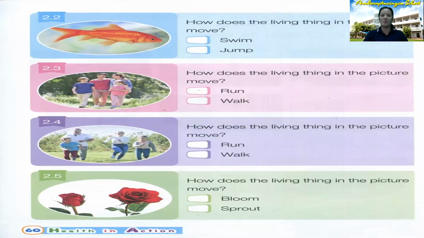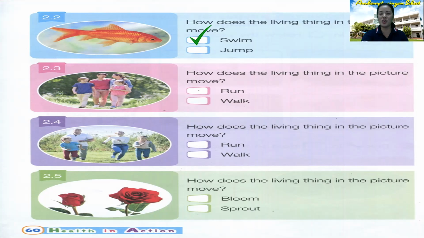Let's go to our next picture. What is that? Very good. It's a fish. So how does the living thing in the picture move? Does it swim or jump? Which one is the correct answer? Great. The fish can swim, or the fish swims in order for it to find food.